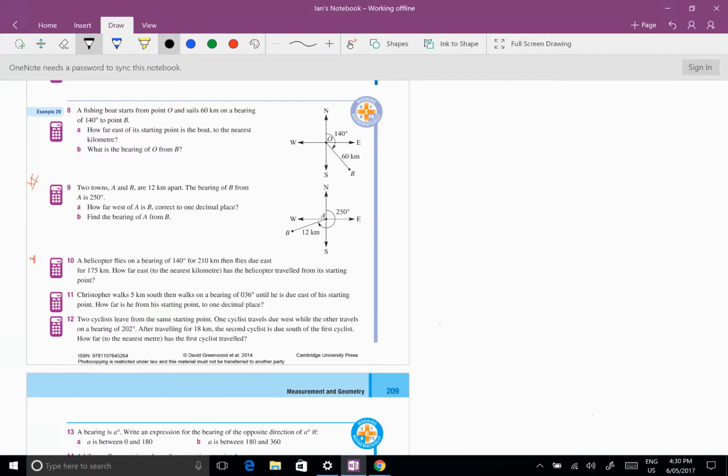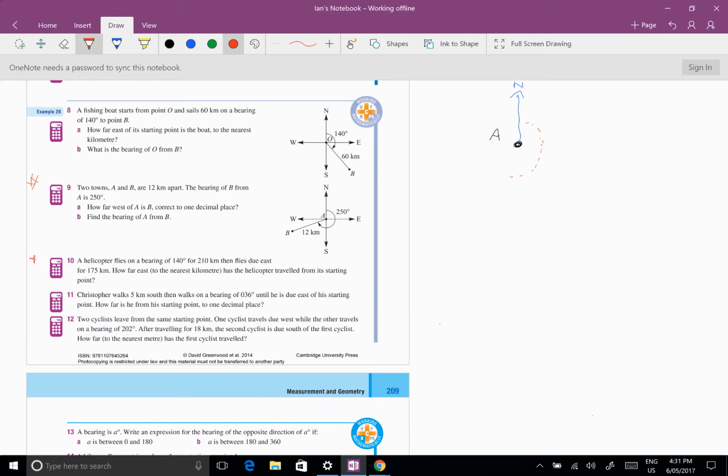They've already drawn the diagram for us, but I'm going to redo it. So town A and B are 12 kilometres apart. The bearing of B from A is 250 degrees. So if I were to draw that, because it says from A, I'm going to draw A first, and then I'm going to draw a north. And now I'm going to take my bearing. Now I have to use the angle from north in a clockwise direction. So it's this way.